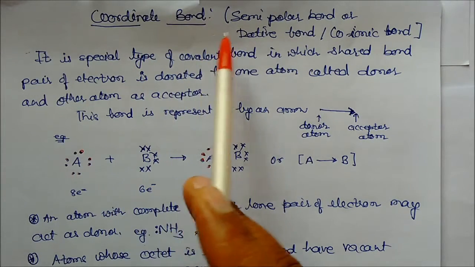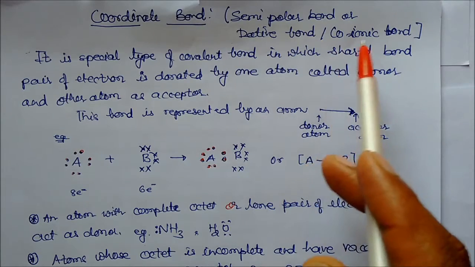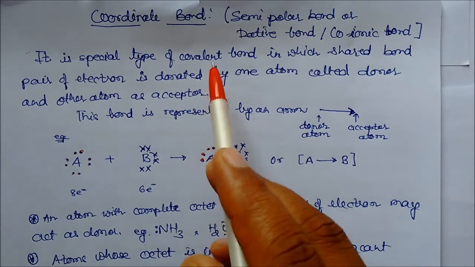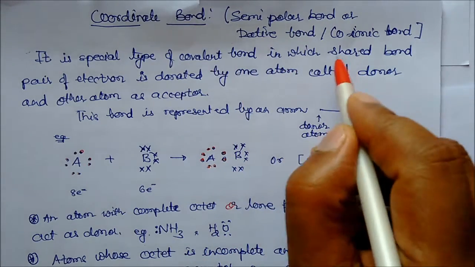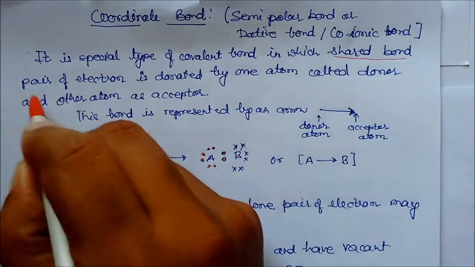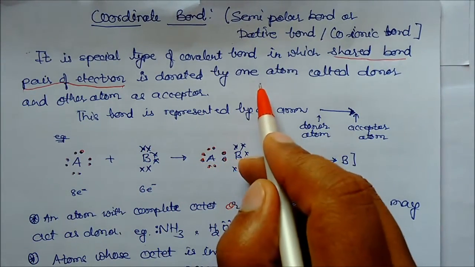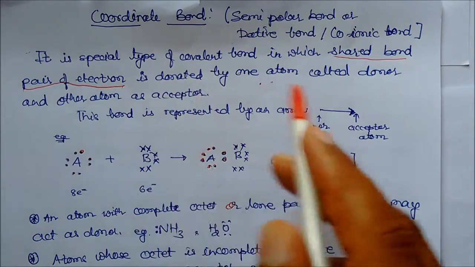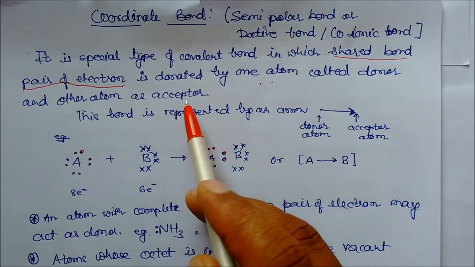Coordinate bond. It is also called a semi-polar bond, dative bond, or co-ionic bond. So what is this? It is a special type of covalent bond in which a shared bond pair of electrons, this is the important point, is donated by one atom. That atom is called the donor and the other atom is called the acceptor.